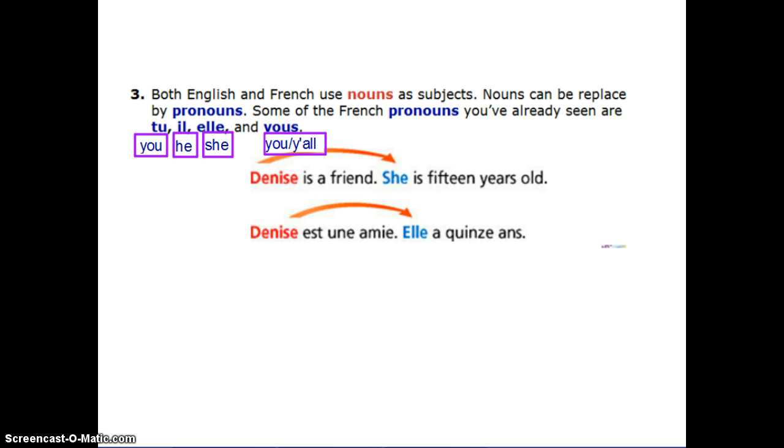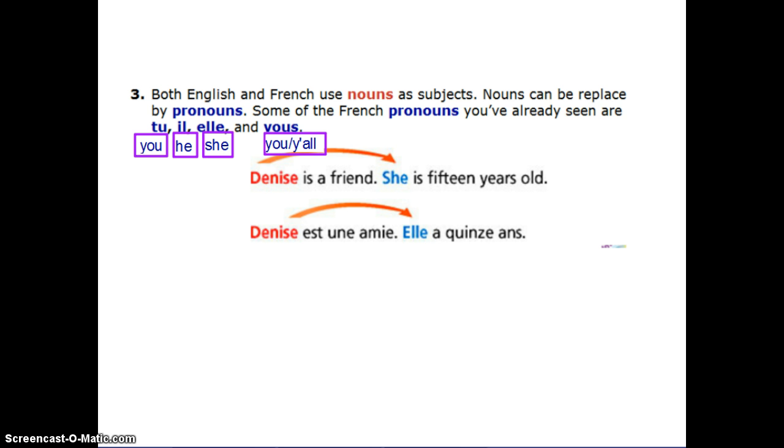Or, once you've already established that the noun or the person that's the subject that we're talking about in these sentences is Denise, the second sentence you don't have to repeat her name. And instead of saying Denise is 15 years old, you can replace the subject, the noun Denise, with what we know as a pronoun. Again, those pronouns in English are I, you, he, she, it, we, and they. And again, you do this naturally.